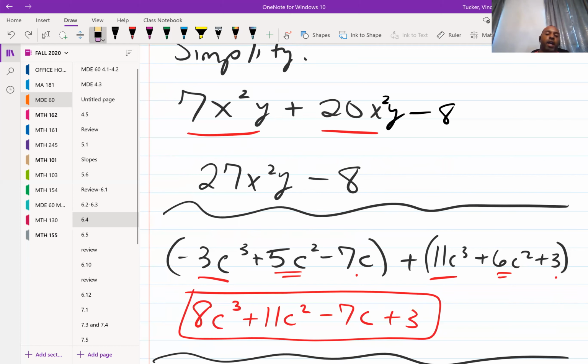When you look at negative 3c cubed plus 11c cubed, that would be 8c cubed. 5c squared plus 6c squared is 11c squared. Now the 7c does not have anything it can combine with, so you just bring it down. Same thing with 3, just bring it down. And this would be your final result, a simplified expression.